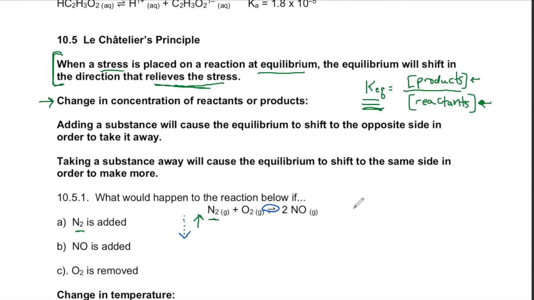So it's going to shift. We call this shifting the equilibrium to the right. So it's going to shift right towards the products. It's going to use up the reactants and make more products.